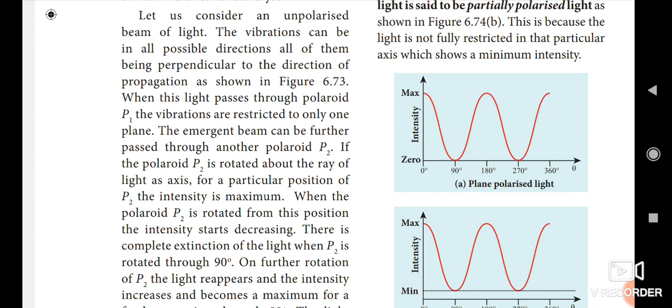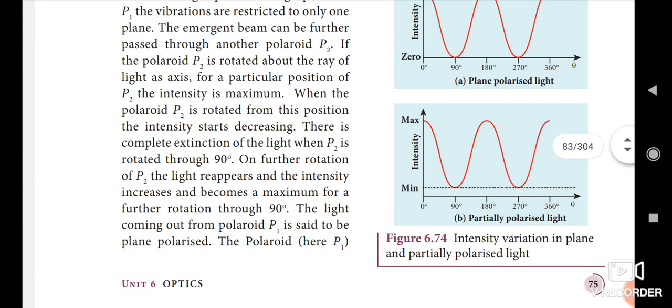Here, if the polarizer P2 is rotated about the ray of light as axis, for a particular position of P2 the intensity will be maximum. When P2 is rotated from this position, the intensity starts decreasing. There is a complete extinction of the light when P2 is rotated through 90 degrees. On further rotation of P2, light reappears, and the intensity increases and becomes maximum. When it is minimum it means 0, and maximum means 1. The light coming out from the polarizer P1 is said to be plane polarized light.